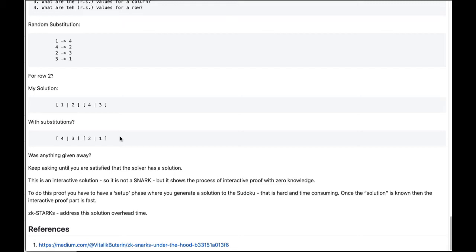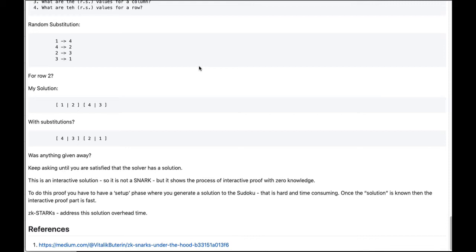So the first question is, was anything given away? Well, that's what the random substitution prevents: us giving away a piece of our solution. It only demonstrates that we have a solution. And can they ask repeated times? Yep, they can keep asking, and provided we have a solution, we can keep giving them correct answers. So after enough correct answers, the verifier is going to become convinced that, yeah, they have a solution to it.